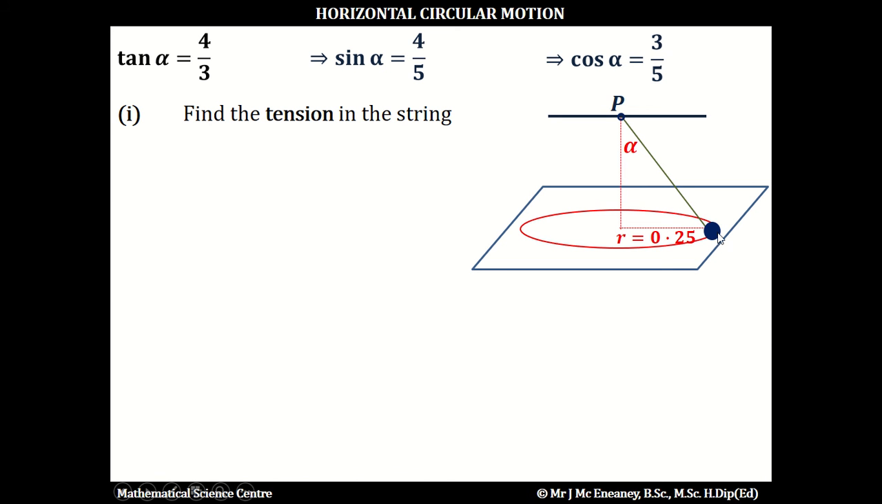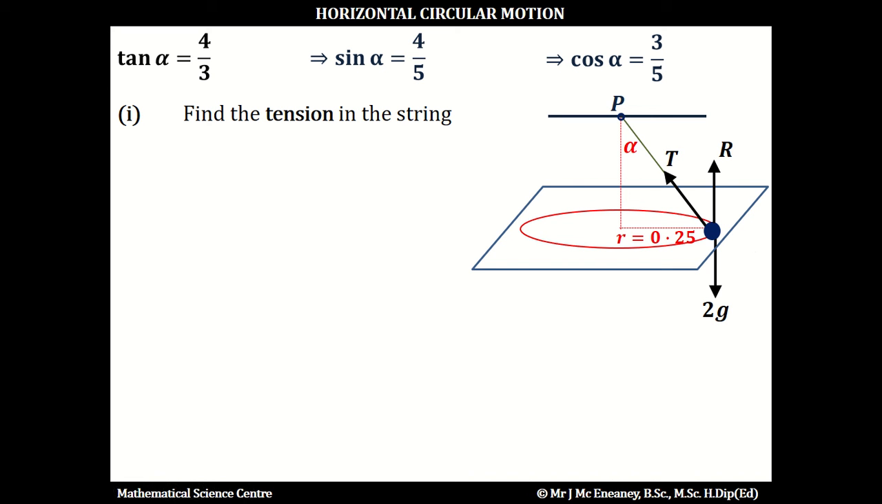So the forces acting on this particle: this particle is resting on a table as well as being attached to a string, so it's going to have 3 forces acting on it. The downward force is the weight. The force on the string is the tension T. And because it's resting on a table, it's also going to have a normal reaction R.